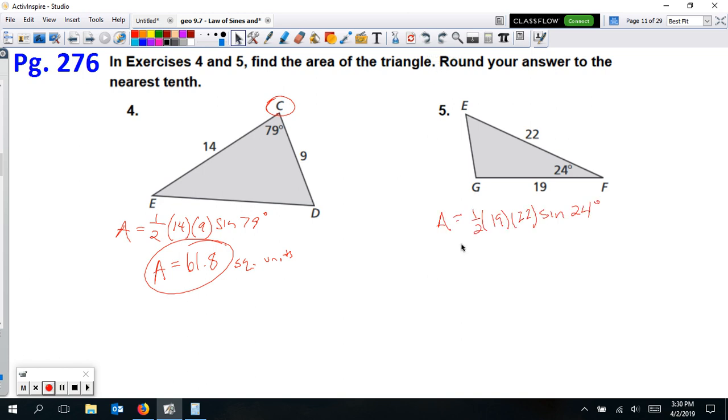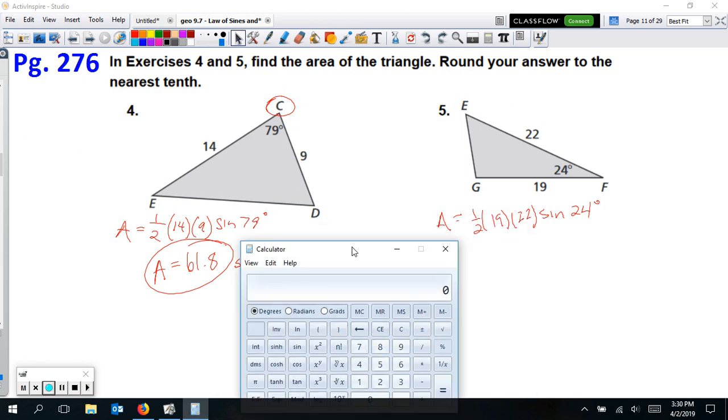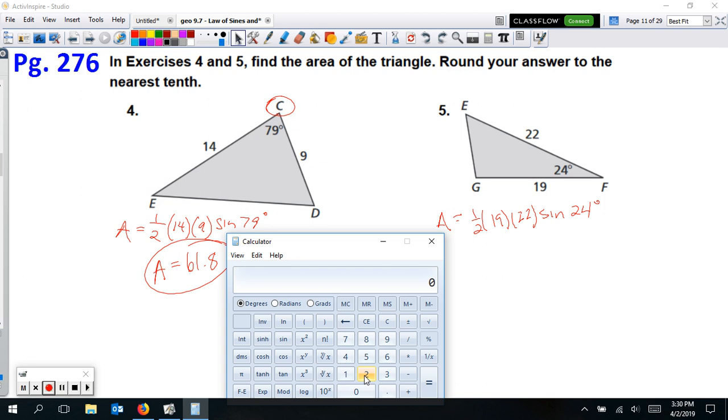So you should have filled it out like this. The area equals 1/2 times 19 times 22. That's our two side lengths times the sine of 24 degrees. And so we could say 1/2 of 22 is 11. So that would be 19 times 11 there. So if I find the sine of 24 first, I have to hit 24 on this one, the number first, then the sine button.